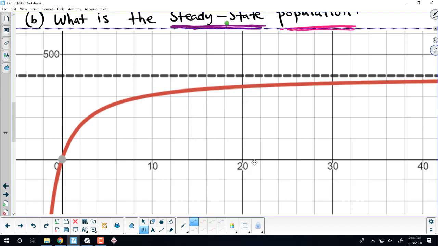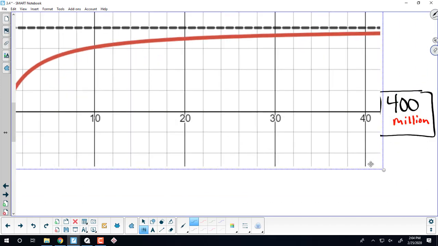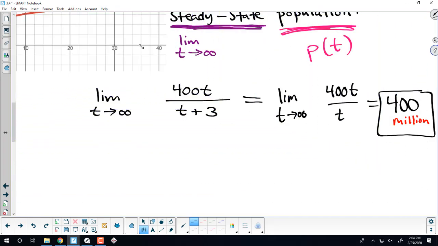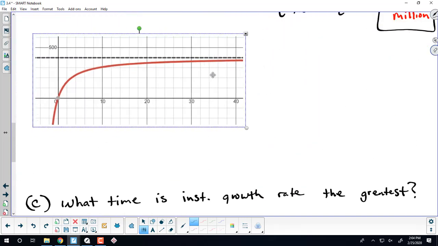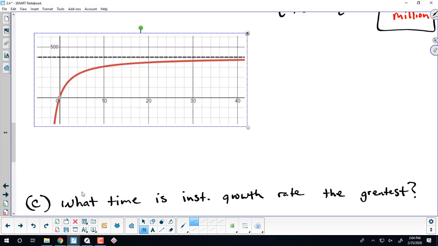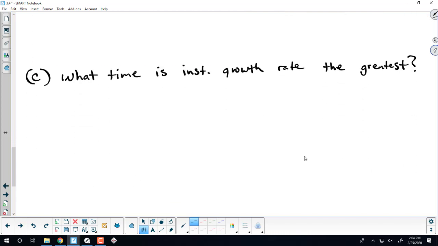I do want to look at what happens if we compute the limit at infinity on the derivative, just to compare these results. Some of the questions in MML would say, what time is the instantaneous growth rate the greatest? Those are really hard to answer at this point. There are 2 ways to answer. How would we answer this question in part C? What time was the instantaneous growth rate the greatest?